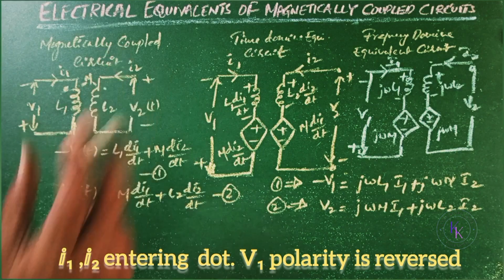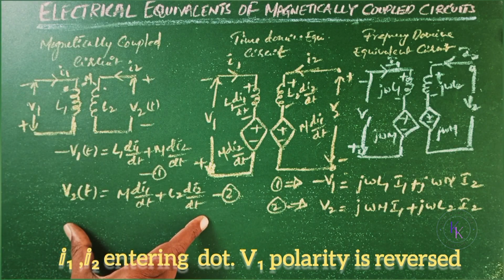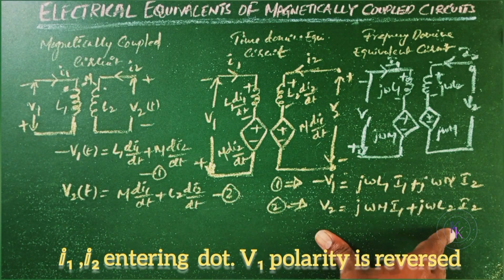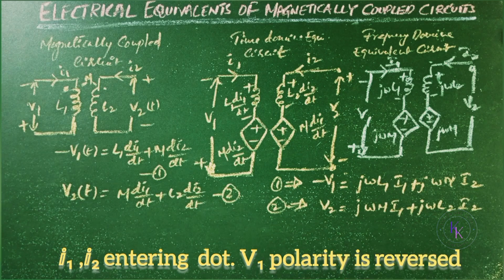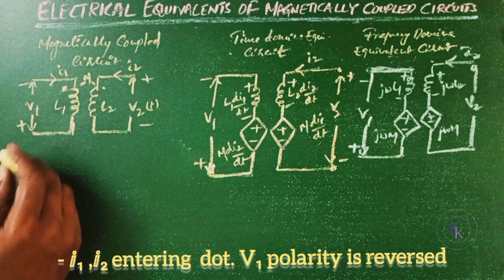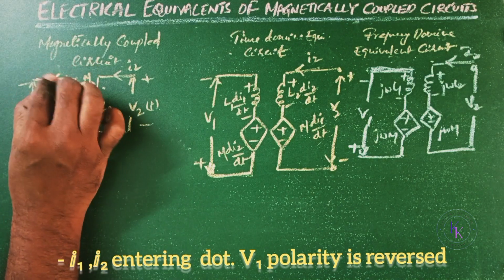For this magnetically coupled circuit where the V1 polarities are reversed, these are the mesh equations in time domain, this is the time domain equivalent circuit, this is the frequency domain equivalent circuit, and these are the frequency domain mesh equations. Now, let us consider a magnetically coupled circuit where the voltage polarities are reversed as well as the current direction of I1 is also reversed.